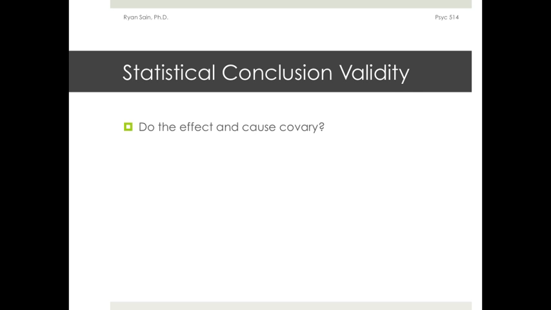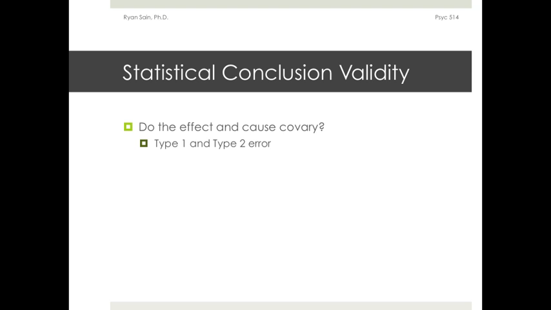So let's look into statistical conclusion validity, and let's first look at a good definition of it here. In other words, do the effect and cause covary? That's the question that you're after. If you manipulate the independent variable, does the dependent variable change? That's what we mean by covary. They both change together.